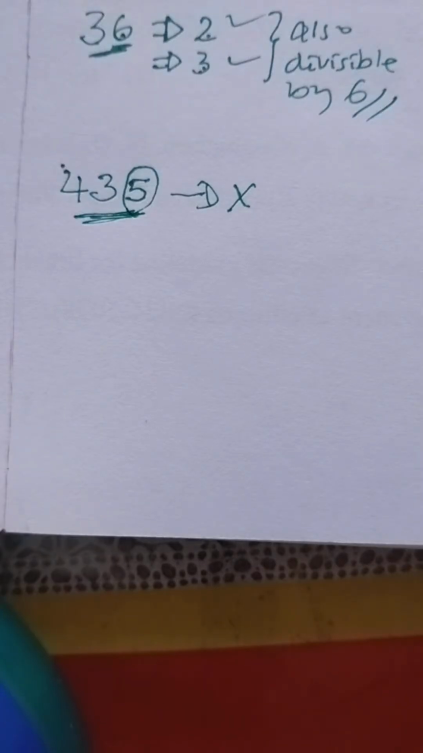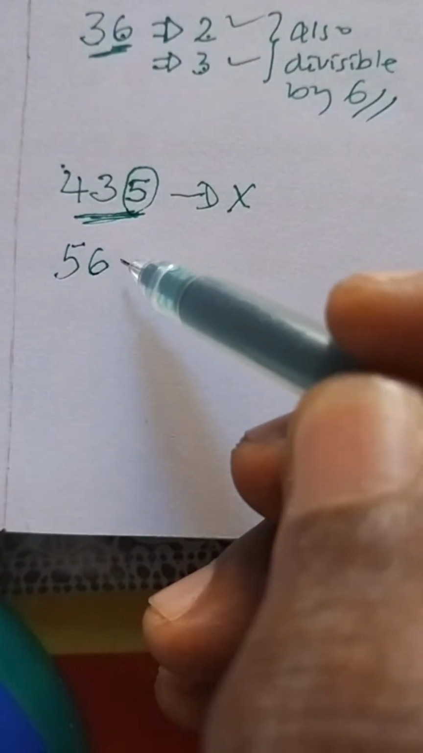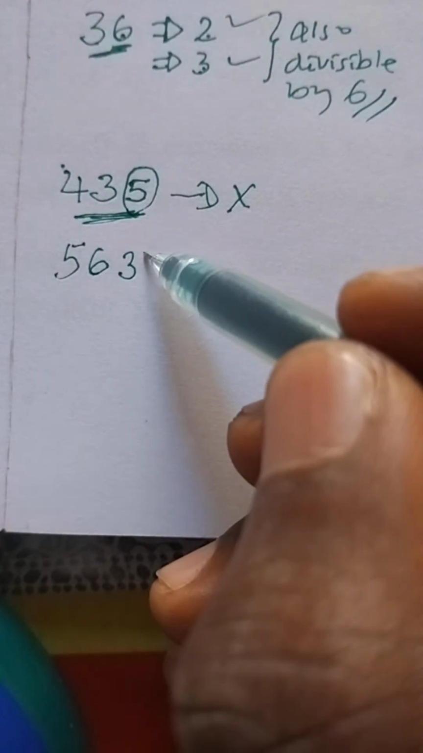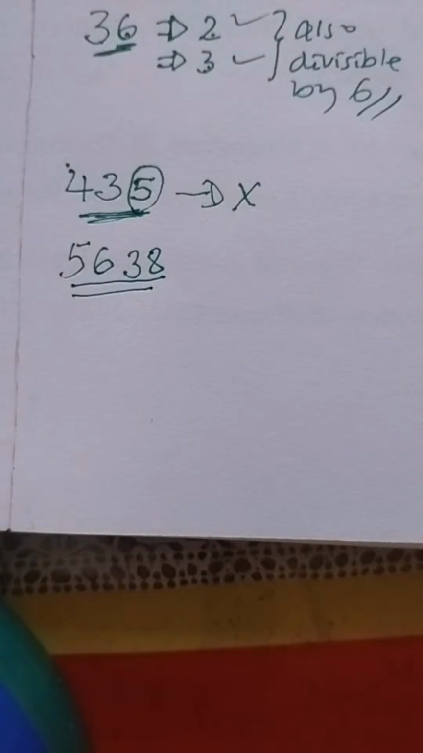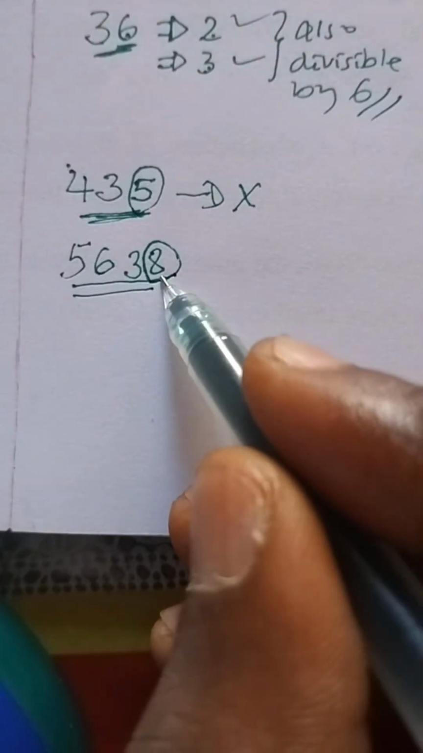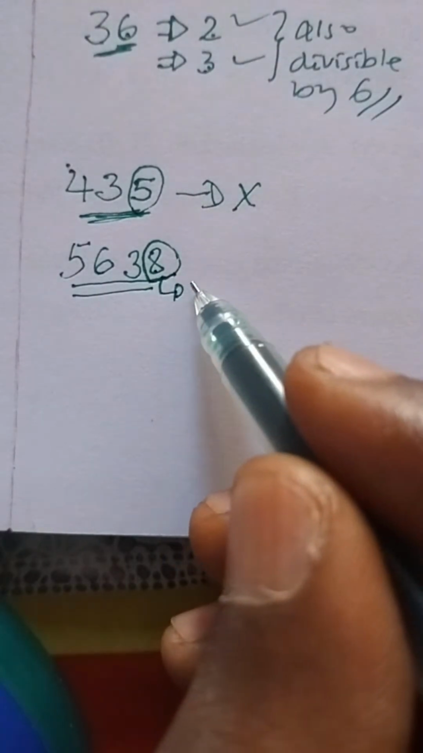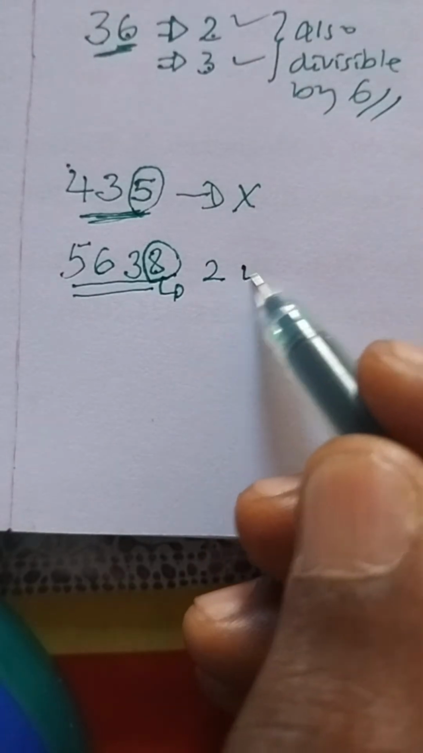Let's take another example, 5638. Let's check this number. To check whether it is divisible by 6 or not, first we have to check if this number is divisible by 2. To check, we look at the last digit. Is 8 an even number? Yes, so it is divisible by 2.